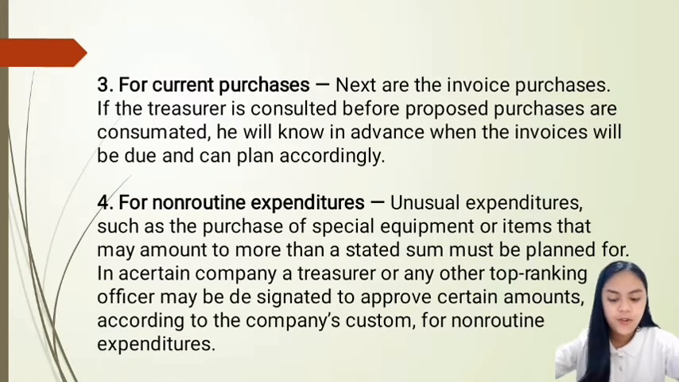The fourth is for non-routine expenditures. Unusual expenditures such as the purchase of special equipment or items that may amount to more than a stated sum must be planned for. In a certain company, a treasurer or any other top-ranking officer may be designated to approve certain amounts according to the company's custom for non-routine expenditures.